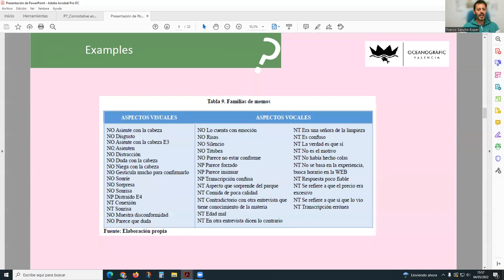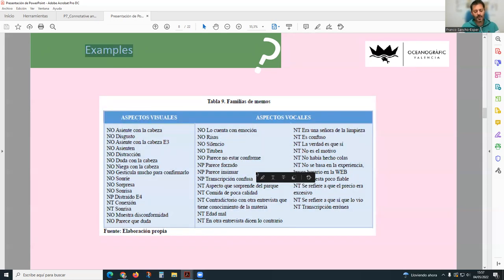Disgust, distraction, doubt, denies with the head, and so on. Disconnection, connection, and so on. Smile. These are examples of visual aspects. Vocal aspects: silence, doubt. It seems he's not very comfortable, or doesn't agree very much, and so on.